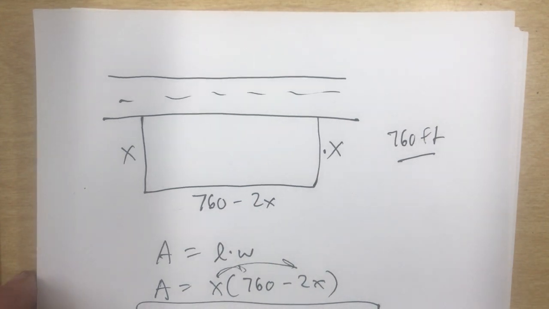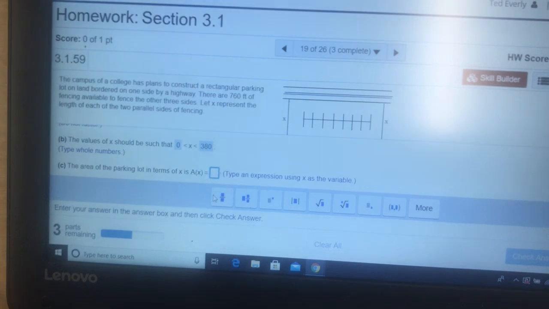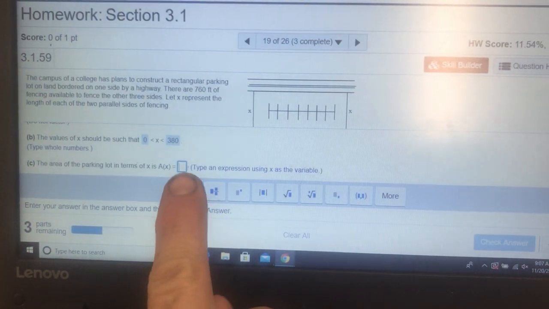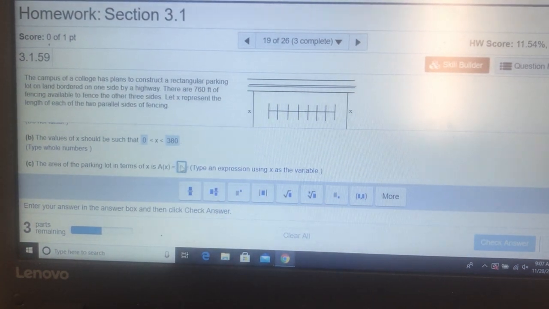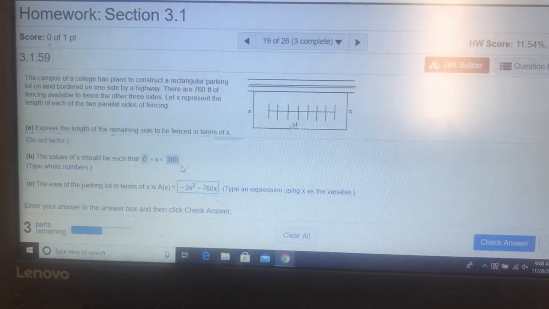Oh, sorry. I distribute the x. 760x minus 2x squared. That's my area. So I'm going to put that in here, right there in the box. I'm going to put it in descending order though. Negative 2x squared plus 760x. You don't have to put it in descending order, I don't think, but I'm going to.